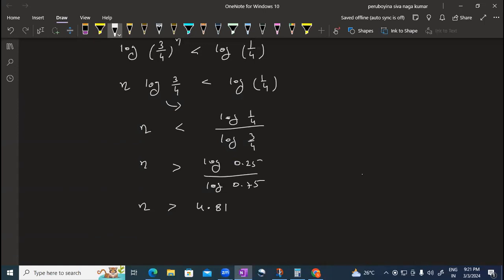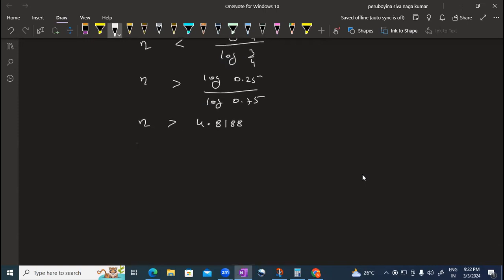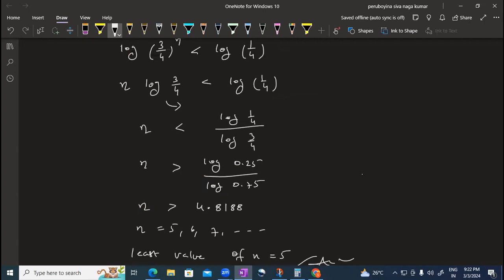4.8188, I got this. So that means the n value can be 5, 6, 7, and so on. He is asking the least value of n. So the least value of n will be 5, which is the answer to the question. Here I will tell you one more thing. Here 1/4 means minus log 4, and this value is also log 3/4. So because of this minus, the inequality will be changed here.